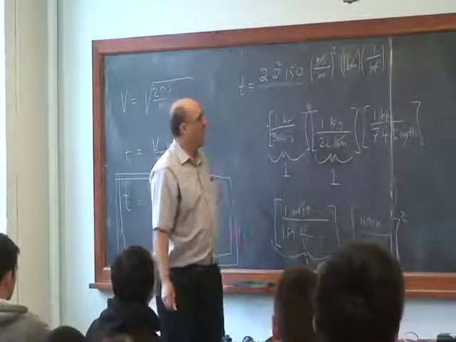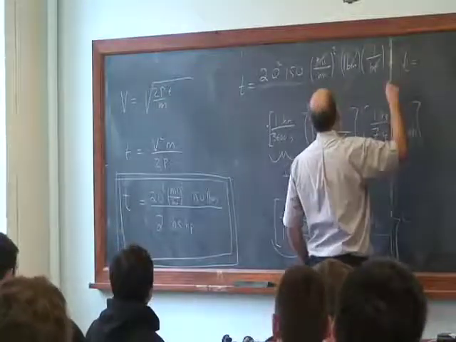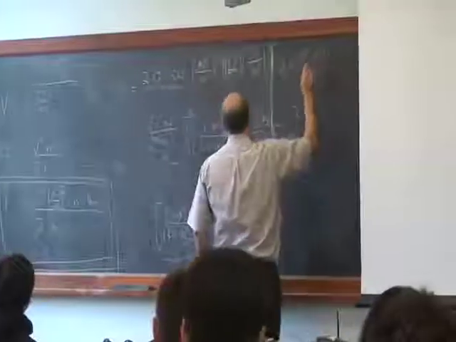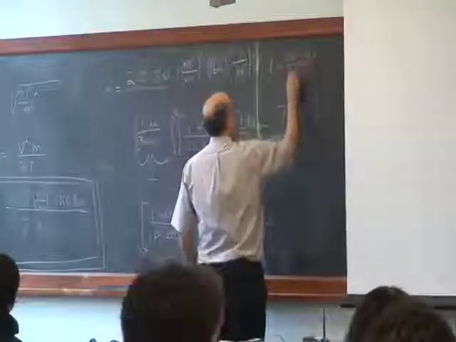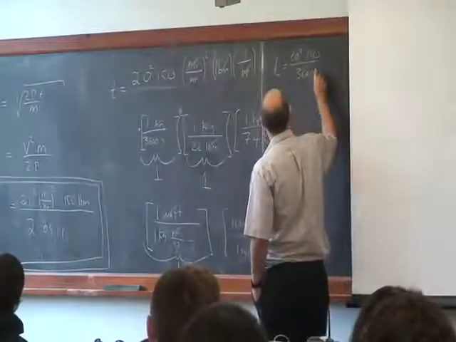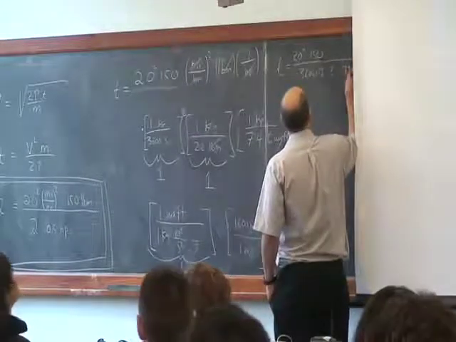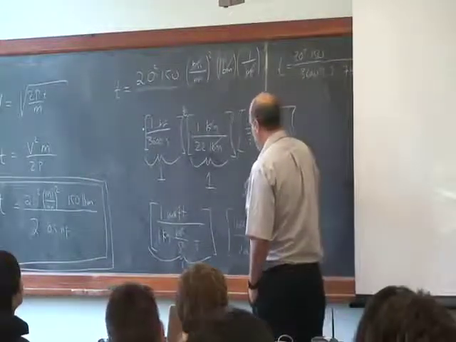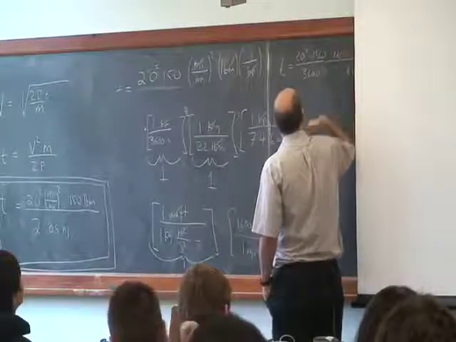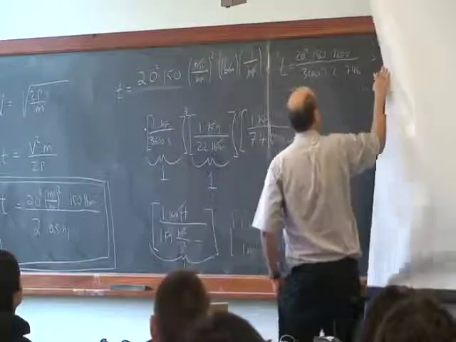So then we're left with this whole thing, which says then that T is equal to 20 squared times 150, divided by 3600, divided by 2.2, divided by 746, multiplied by 1600, and this whole thing is seconds. So we got our answer here. Seconds.